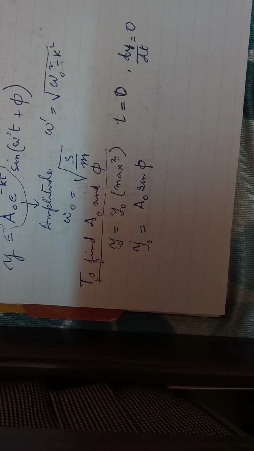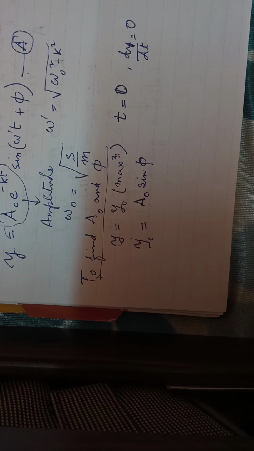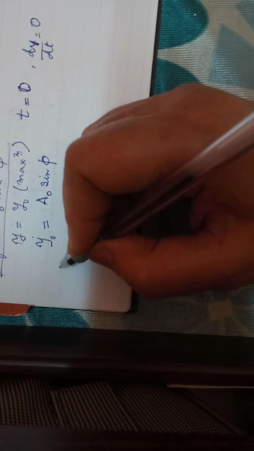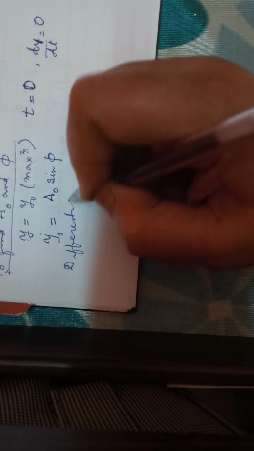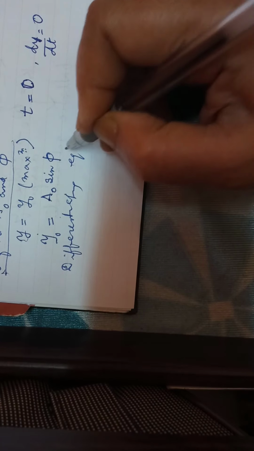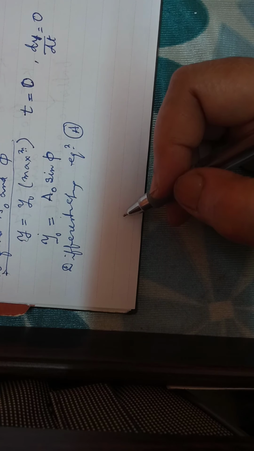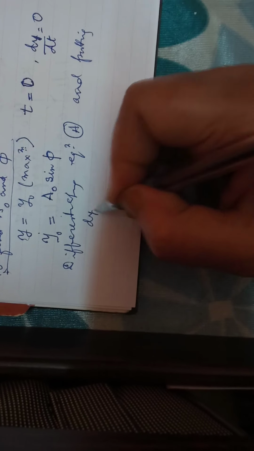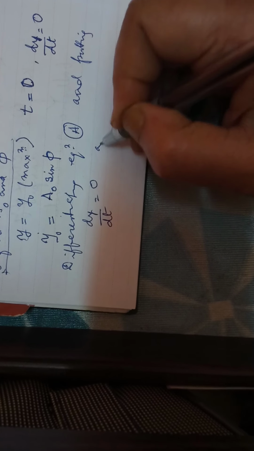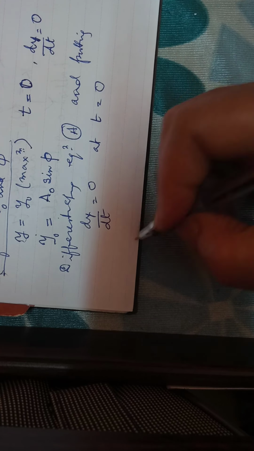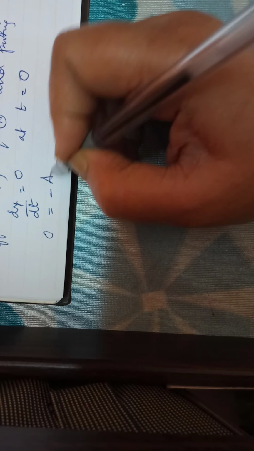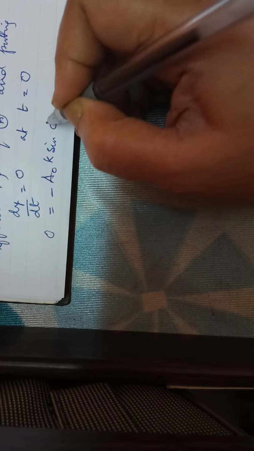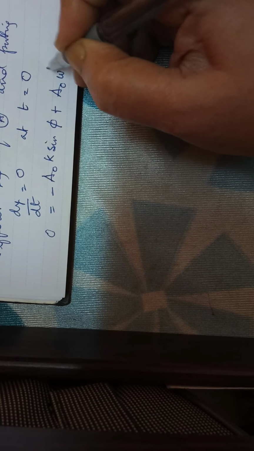If we consider this as today's master equation A, then differentiating equation A, and of course putting dy/dt equal to 0 at t equal to 0, what do we get? 0 is equal to minus a0 k sine phi plus a0 omega prime cos phi.